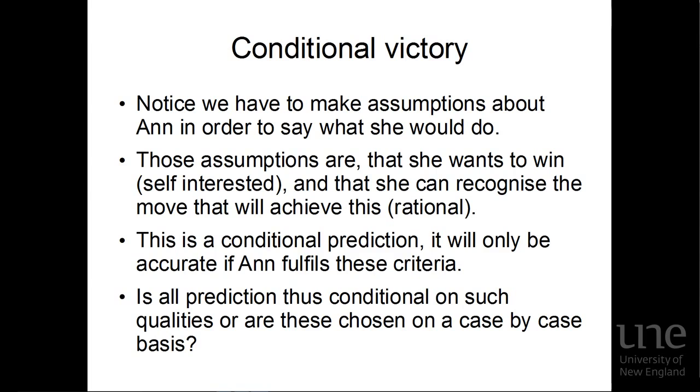Now, it's conditional victory. Notice we make assumptions about Anne in order to say what she would do. Those assumptions are that she wants to win, she's self-interested, and she can recognize the move that will achieve this. She's rational. This is a conditional prediction in just this way. It will only be accurate if Anne fulfills these criteria. If she does not fulfill these criteria, if she does not want to win, or she is not rational, we can't predict. All of those other moves end in a draw, so they're all equivalent on the utility function. And I'm guessing there's going to be more than one other move.